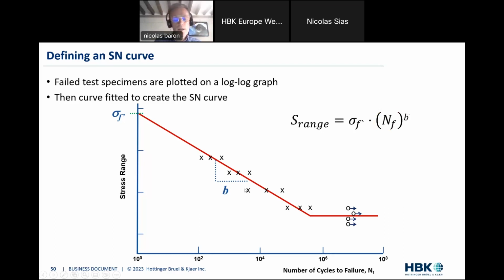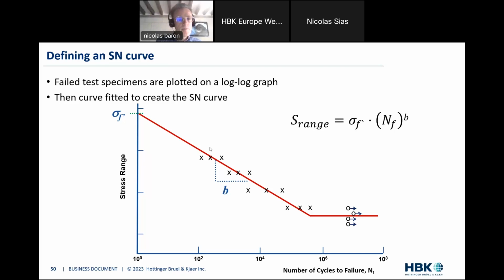Sigma f prime is also sometimes called the stress range intercept. This is where the straight line intercepts with the y-axis. And this one here, the little b, is the slope of the curve. And this coefficient b is extremely important, because it is the slope. Just imagine, having different slopes means having totally different results in terms of material behavior. So this little b is key in fatigue prediction calculations.